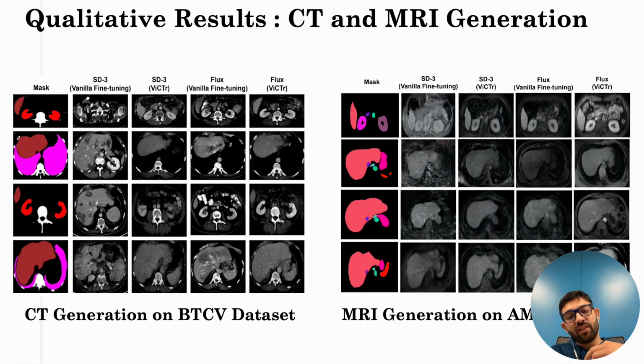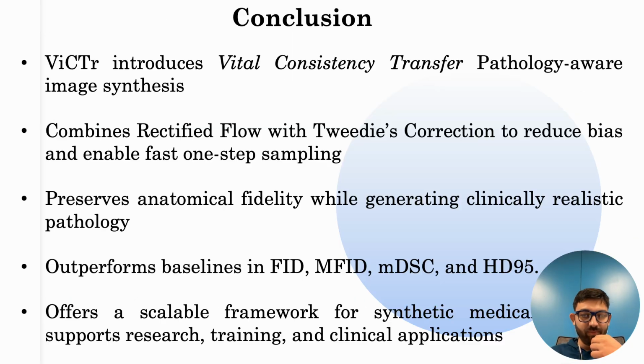We also did the qualitative evaluation based on the CT and MRI generation. So this is basically the semantic guided CT generation and the semantic guided MRI generation. From this, we have also seen that our method, when we are using Flux as a baseline, is able to synthesize more accurately generated images. It can also handle the variational divergence to the edges and the boundaries.